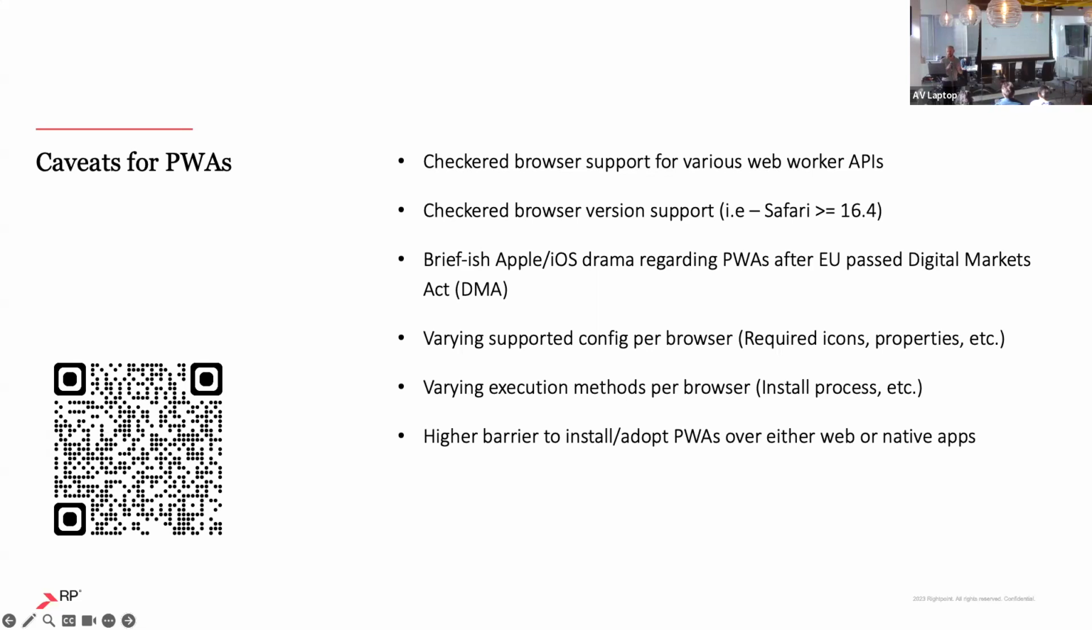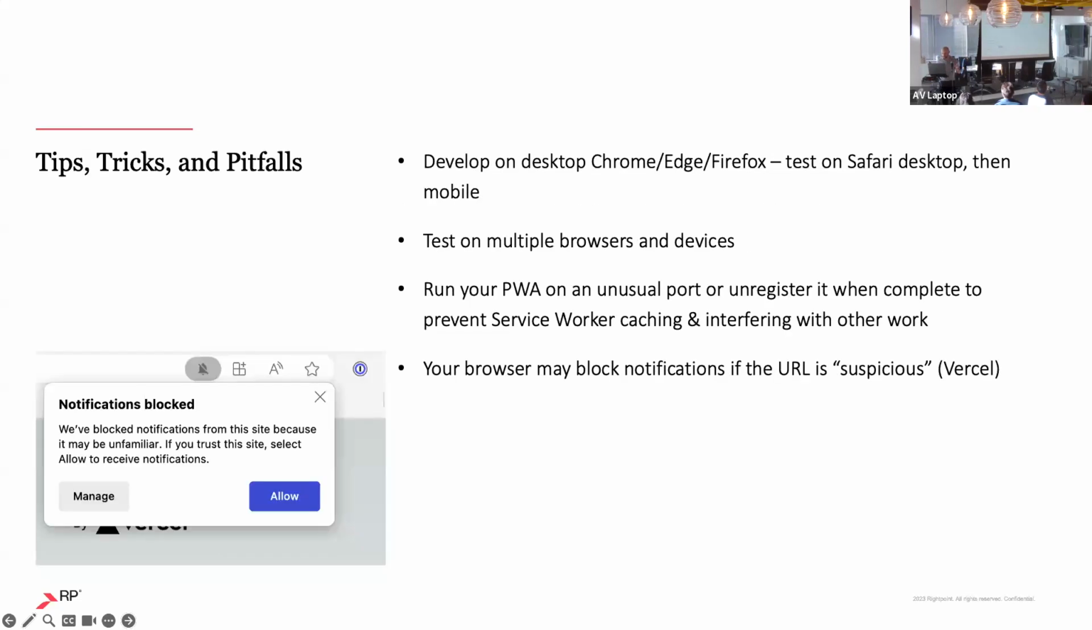Again, there are varying execution methods per browser. You might have to detect what the user is accessing your website on to determine how best to install the app or guide them how to install the app. So caveat there. There's also a high barrier to install and adopt PWAs over either native websites or apps. So it might be harder for a user to understand the multi-step process to install a PWA when they're used to just going to their favorite app store of choice, typing in Spotify or whatever and clicking download. And we'll show that in a minute.